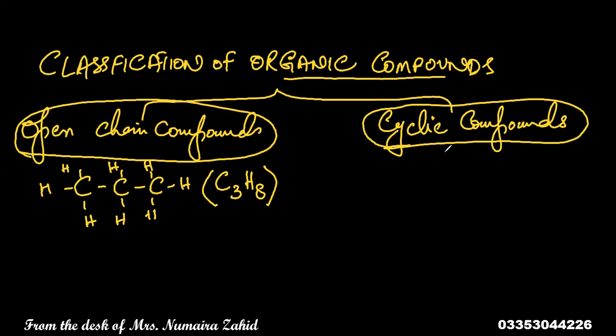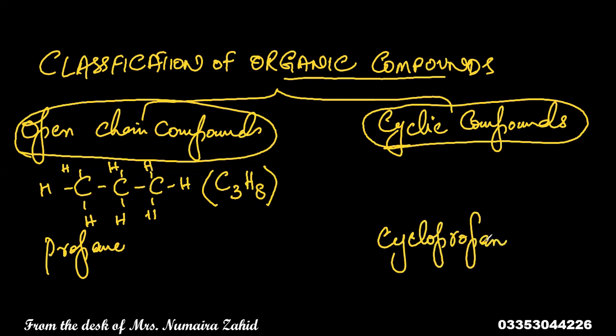But when we talk about cyclic compounds, all those organic compounds which have a basic non-linear structure, or they are actually making up a ringed structure, are called cyclic compounds. Like for example, we can say that propane can be cyclopropane if it is a cyclic compound.